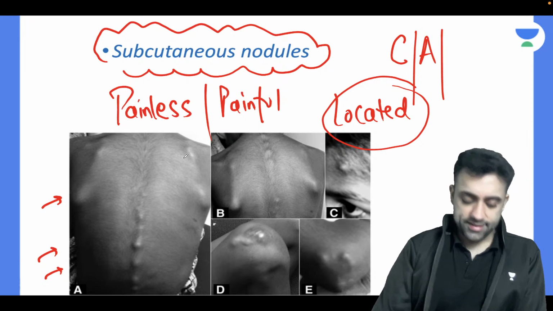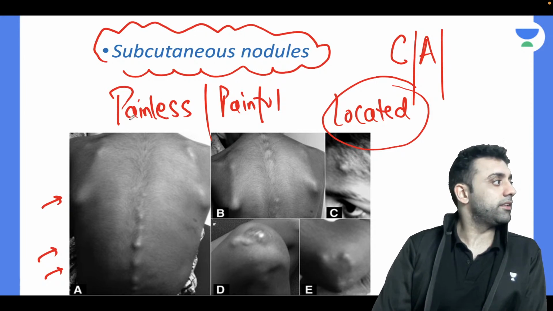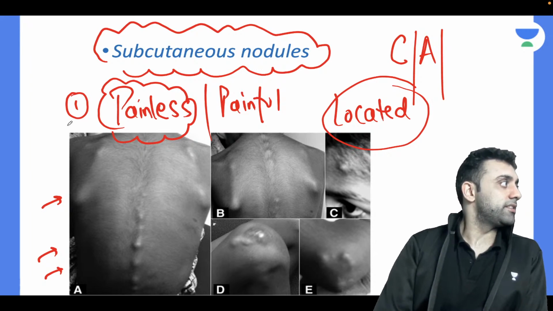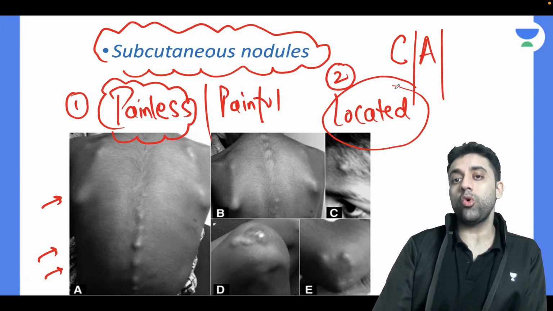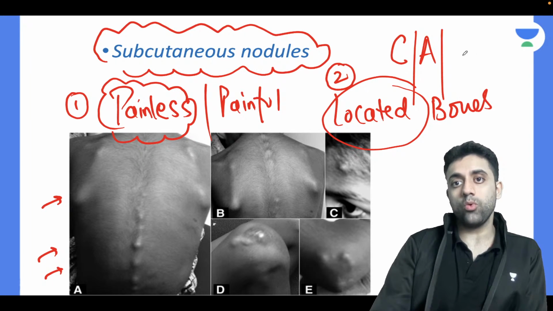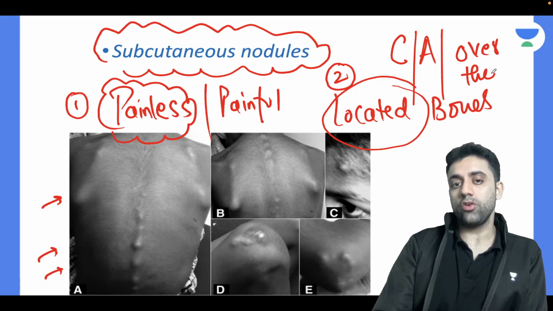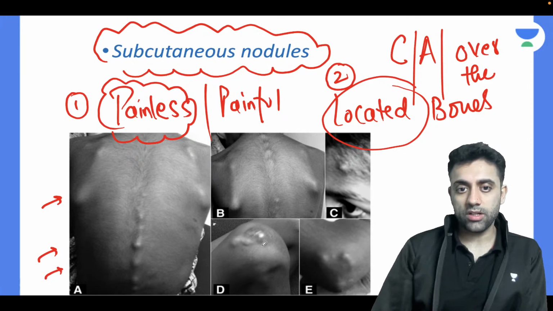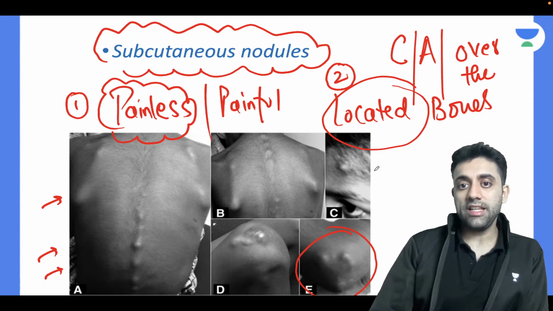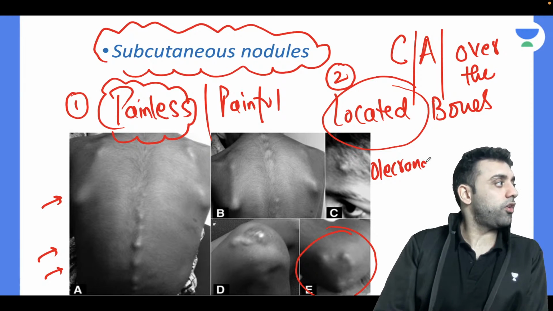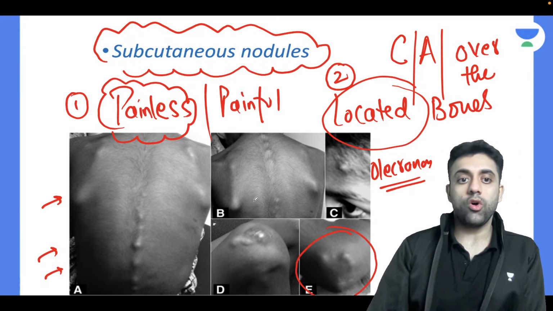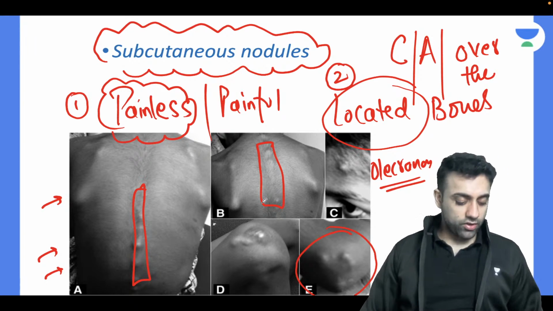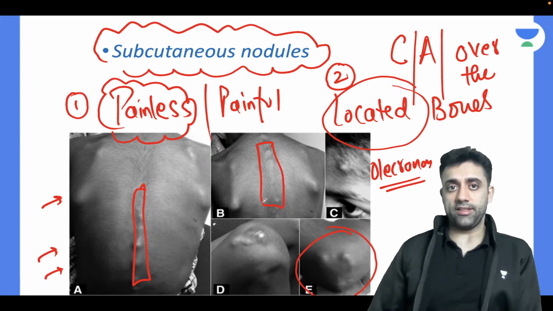Most importantly, they are painless. That is the first point. The second most important point is they are located over the bones, most importantly over the olecranon process. They are also located over the spine. Over the bony prominence, that's very important.